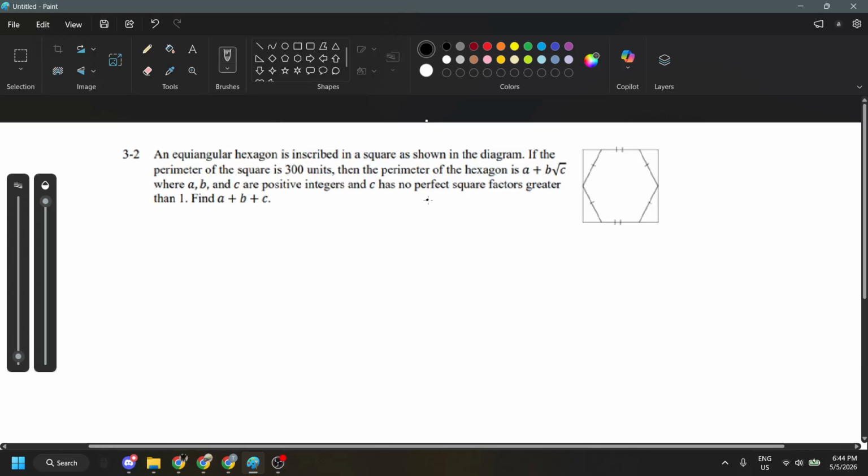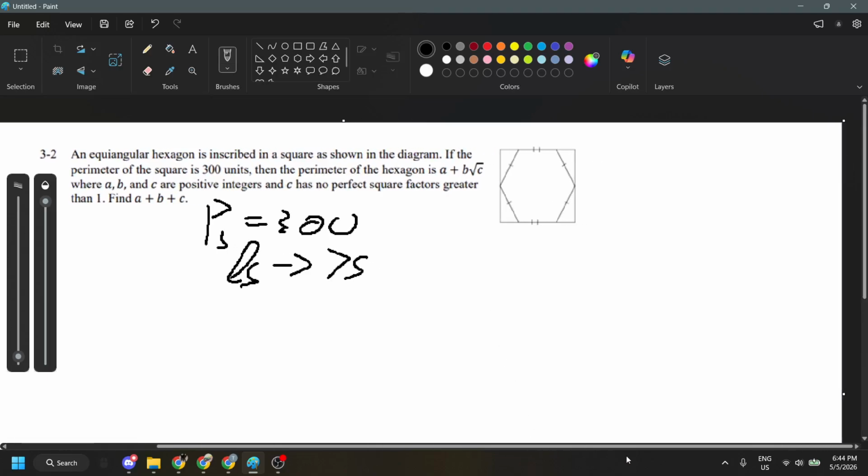So we're being asked for the perimeter of this hexagon that's inscribed in a square that has a perimeter of 300 units. You can see here these four are congruent, these two are congruent. So if the perimeter of the square is 300, then the side length of the square is 75. So, cool.